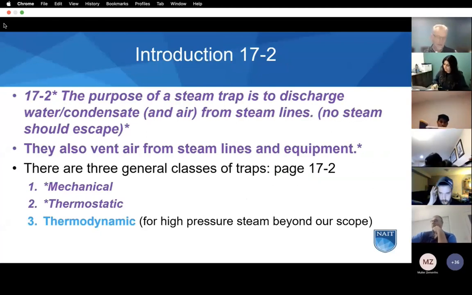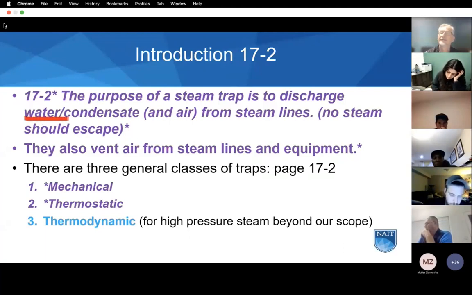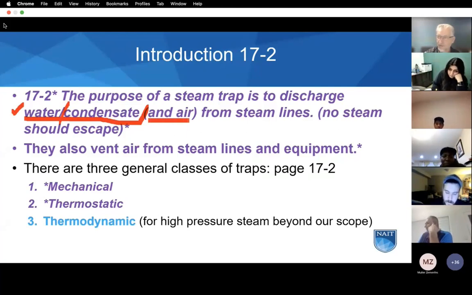Chapter 17, steam traps. So we're going to kind of slow down here and explain a few things. We may look at a video or two. Purpose of a steam trap. A steam trap will discharge water. In a steam system, we're going to talk about water and call it condensate. But we need to get you used to the idea that condensate is water. We're also going to remove some air, and we'll talk about how that happens.